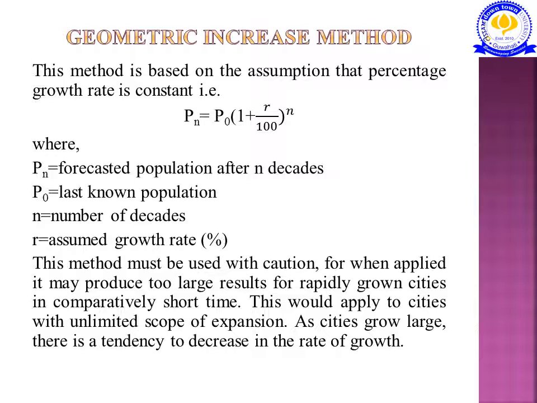where the notation Pn is the forecasted population after n decades, that is, what will be the population after some n decades. P0 is your last known population, the population that you have known. n is your number of decades, R is the assumed growth rate in percentage.